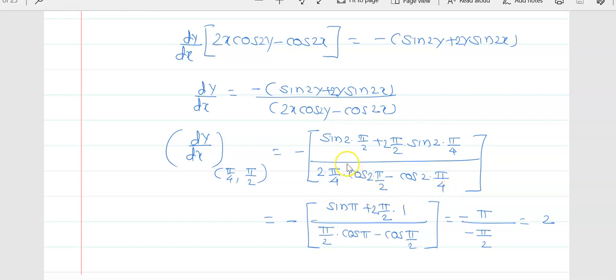And if you simplify, then you will get sine of pi. Next is sine 90, that is 1. And after simplification, you will get this is the pi. That is again, sine pi is 0. And overall, you do the numerator, you will get here pi. Now next is cos of pi. Cos of pi is minus 1. Minus 1 into pi by 2, that is minus pi by 2. And the cos of pi by 2 is 0. Therefore, here is minus pi by 2 overall. And if we simplify, then you will get 2. Therefore, the gradient, that is the slope of the tangent, is 2.